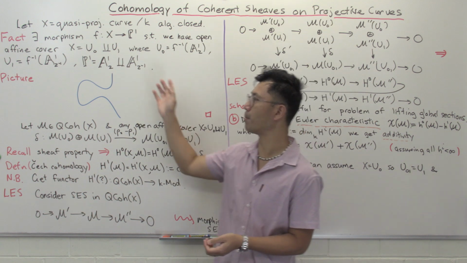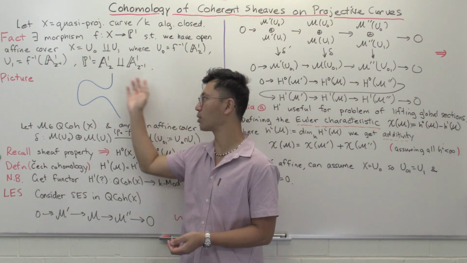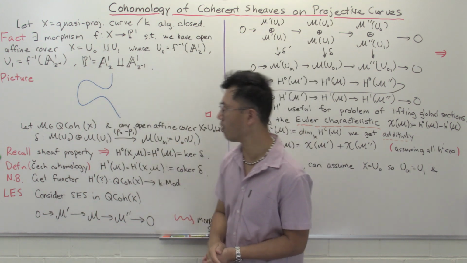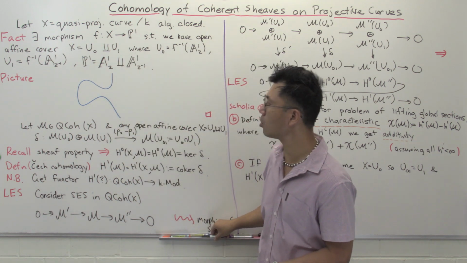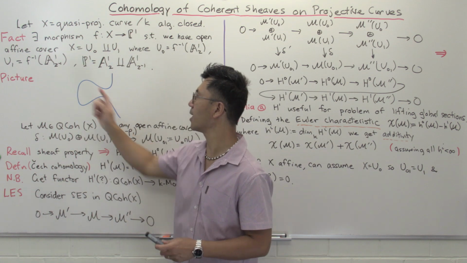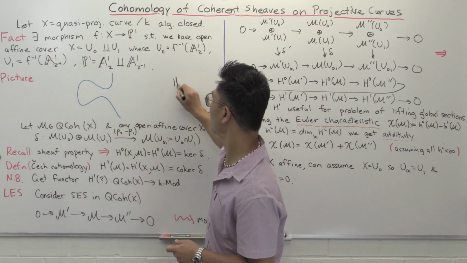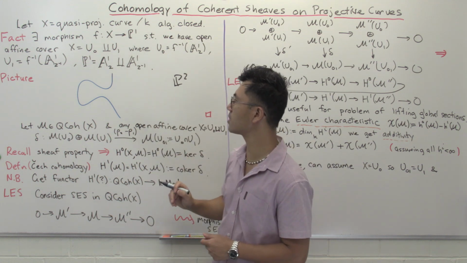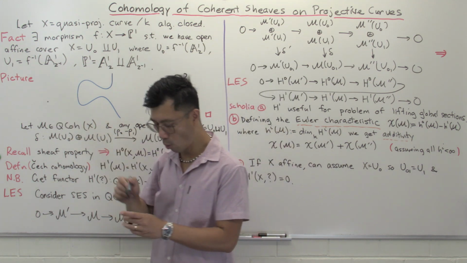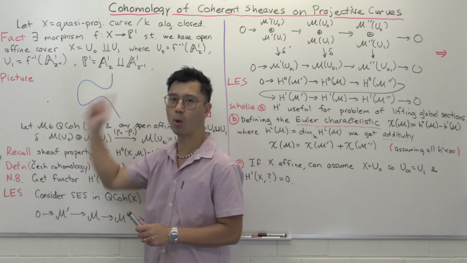Let me give you a picture for why this is true in the simple case where you have a projective plane curve, something that looks like this, for example. You can pick a point inside the plane. Here you're inside the projective plane, and you have this blue projective curve, and you pick a point away from it and just project away from this.